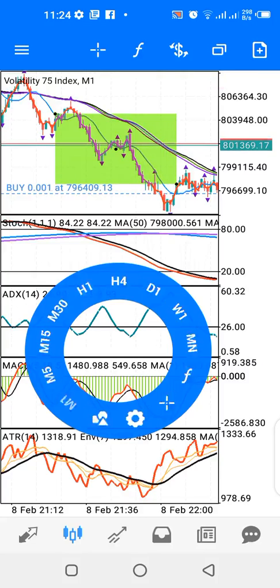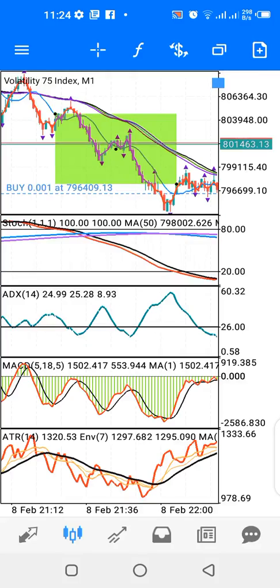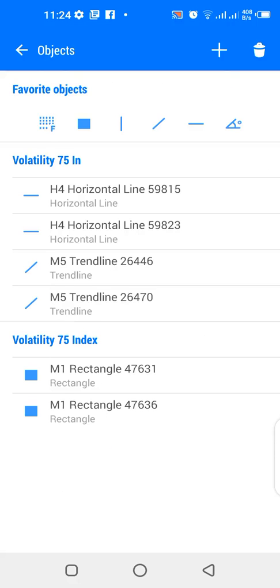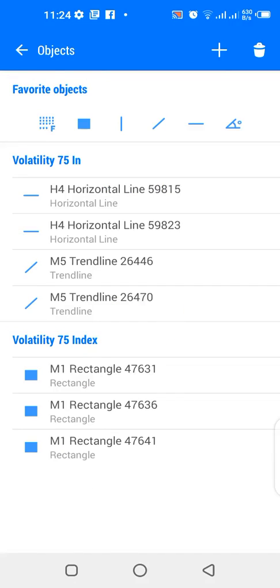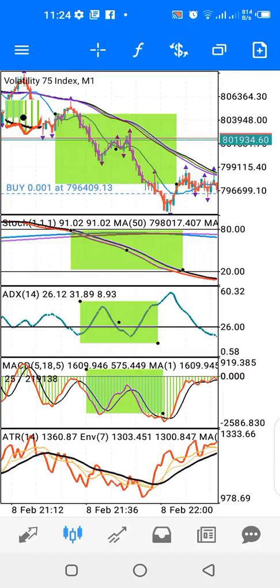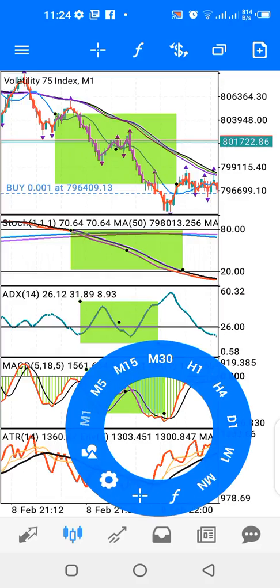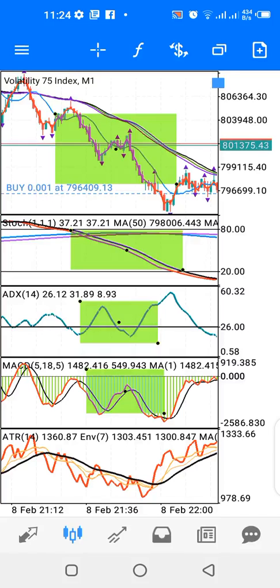I have indicator window 1. This is my indicator window 1. I have indicator window 2. This is my indicator window 2. I have indicator window 3. This is indicator window 3. And I have indicator window 4. This is indicator window 4.